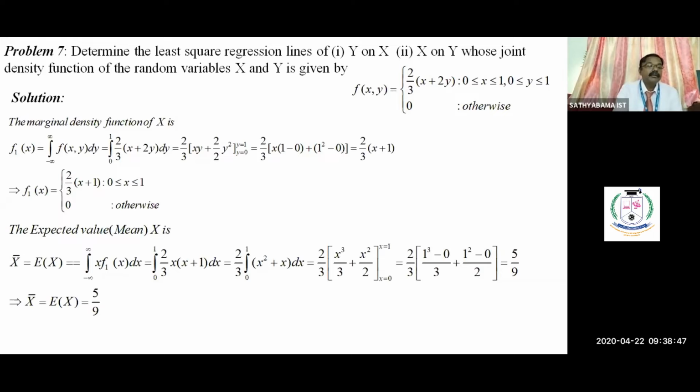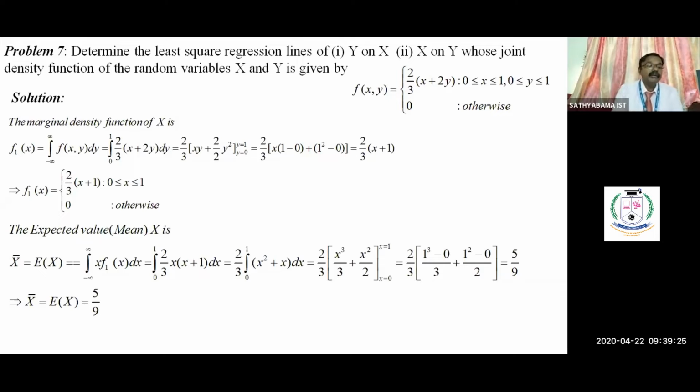There is nothing but the limit of x, that is the last line. E of x is the integral from 0 to 1 of 2 by 3 x into (x plus 1) dx. Because when you are integrating, what you are getting is x square plus x multiplying by x. Integration of x square is x cube by 3, plus x cube by 3... The limit is 0 to 1. Apply the limit: 1 cube minus 0 by 3. For the next term it is 1 square, that is the last two lines. And simplifying, we are getting E of x equal to 11 by 18.